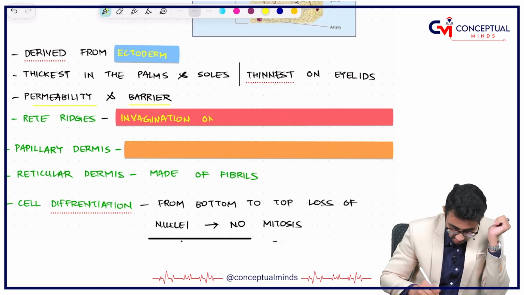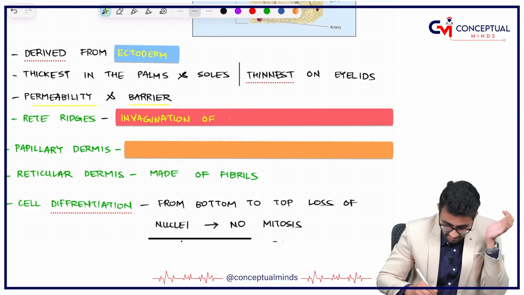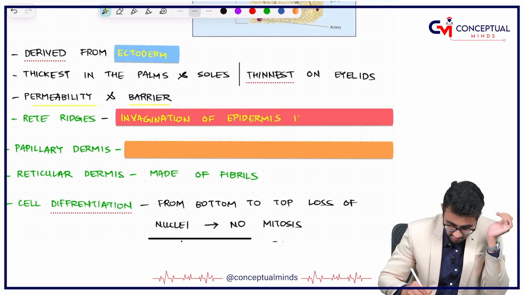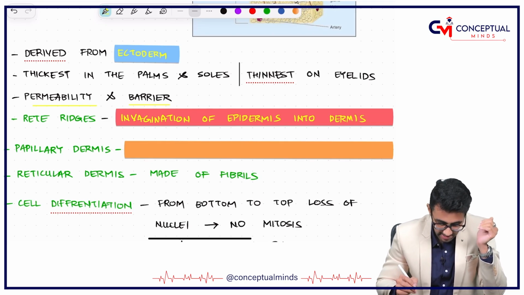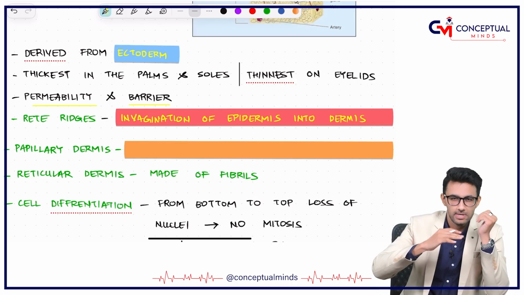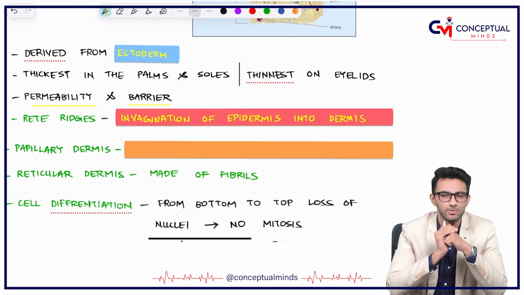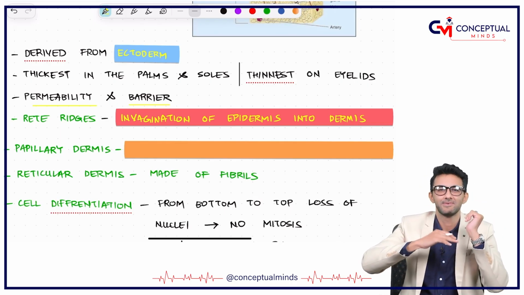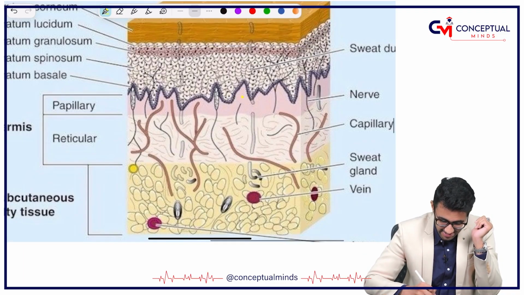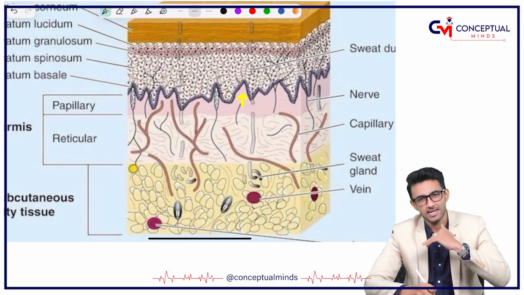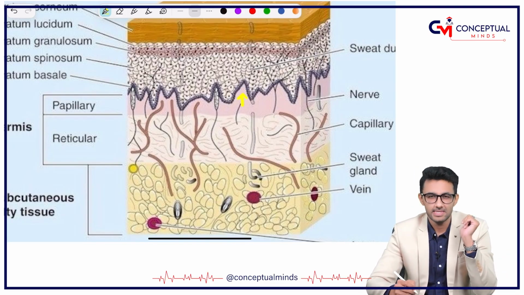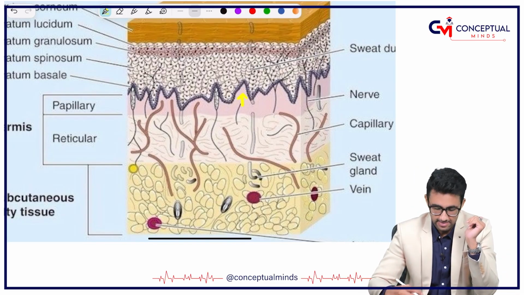Invagination of epidermis into dermis. All right, and how about the next one? The next one is the papillary dermis. Okay, so this guy is the one on the bottom. All right, so the dermis which is trying to enter into the epidermis, this is the papillary one.